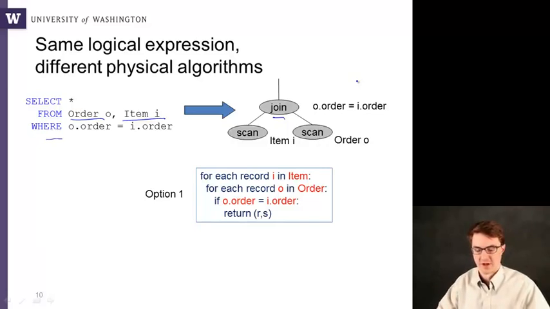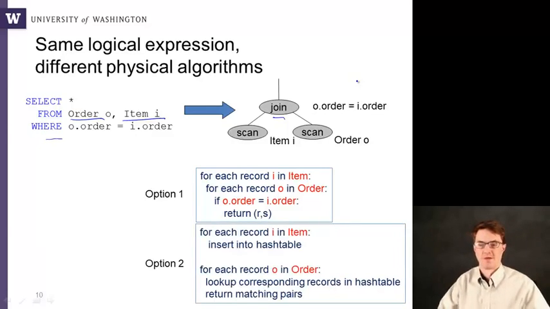Fine. Another option is, for each record I in item, insert that record into some sort of data structure, and here I'm going to call it a hash table. I'm not too concerned about what exactly that is. Then second, for each record O in order, look up the corresponding records in the data structure that we built, and return all the matching pairs. If it actually is a hash table, then this lookup could be pretty efficient, right? It could be amortized constant time.